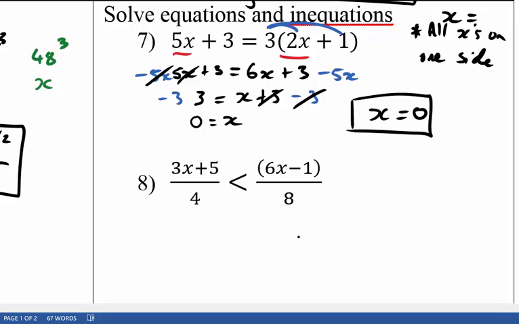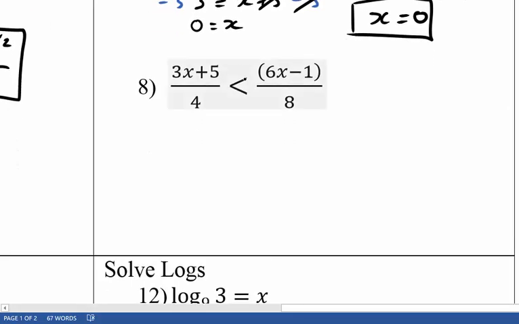Right, moving on to inequations. Remember, inequations are just like equations, except they have a slightly different sign. I can treat that like an equals sign until or unless I need to multiply or divide by a negative number. So this is a slightly harder linear equation in that it's got a fraction. And when you have a linear equation and you have a fraction, the first thing you want to do is get rid of that fraction.